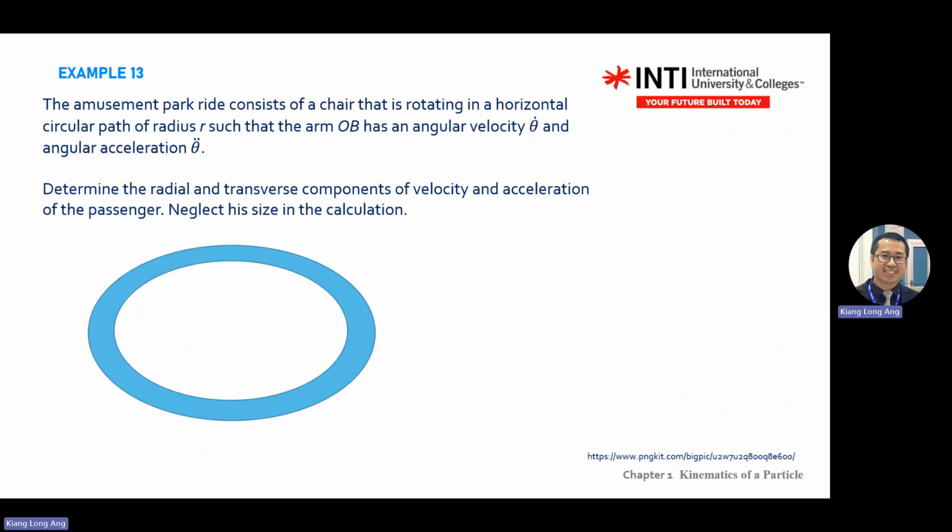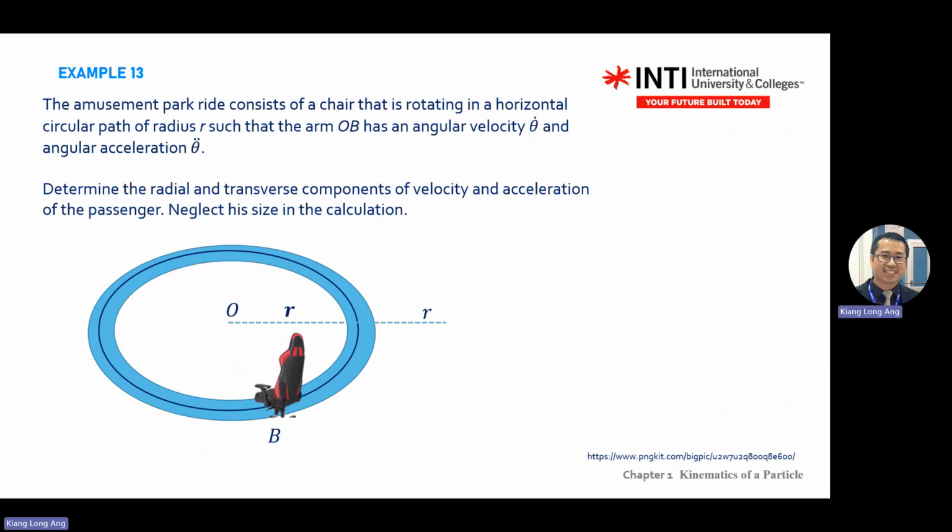Or some location. So in the amusement park, you have a chair, right? And this chair is rotating in a circular motion, right? In the radius of r, the arm OB has an angular velocity so and so, and angular acceleration so and so. Okay, you have an R and referring to one location. Determine the radial and transverse components of the velocity and acceleration of the passengers.